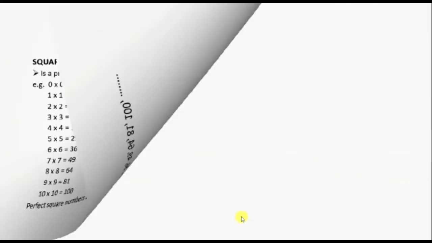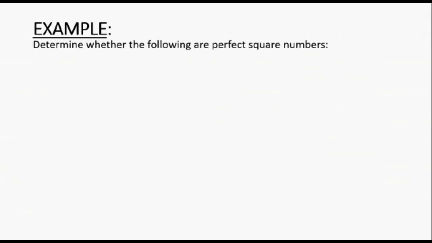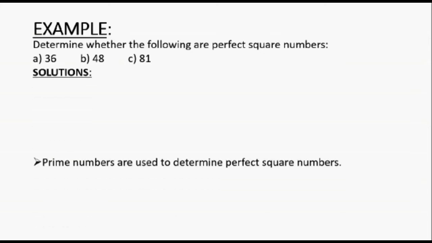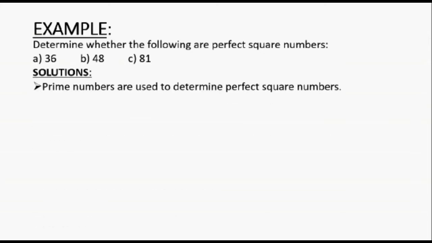Now, let's look at an example. The question is, determine whether the following are perfect square numbers. We are looking at A, 36, B, 48, and C, 81. When you are asked to determine whether numbers are perfect square numbers, what you are supposed to use are prime numbers.